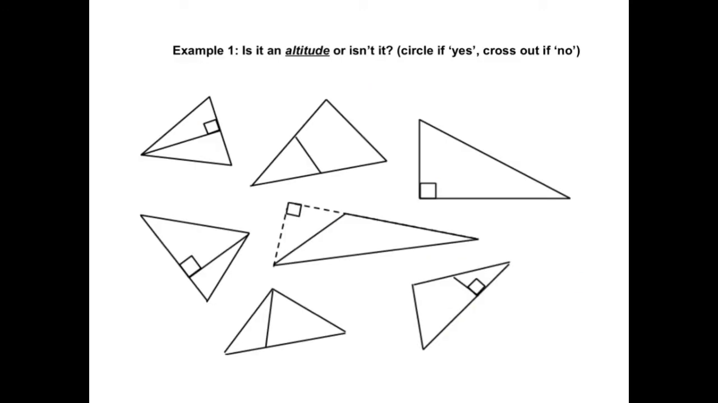So with this one, I want you to go ahead and see if you can identify the altitudes from this set of triangles. If it is an altitude, I want you to circle it. If it is not an altitude, I want you to cross it out.